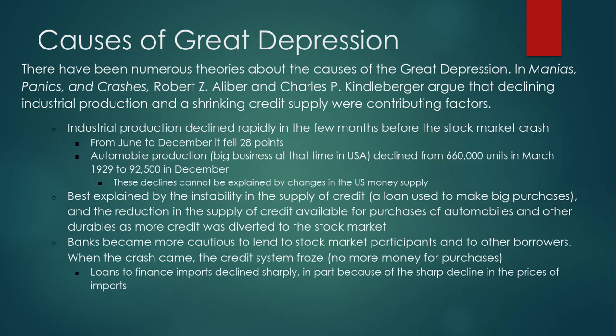Again, there's numerous theories about the causes of the Great Depression. In Manias, Panics, and Crashes, Aliber and Kindleberger argue that declining industrial production and a shrinking credit supply were contributing factors. So they state that industrial production declined rapidly in the few months before the stock market crash. So again, the stock market crash was October 1929. So from June to December, industrial production declined by 28 points.